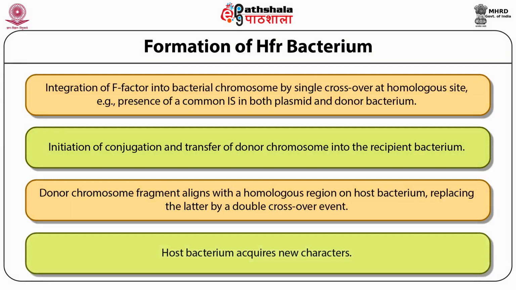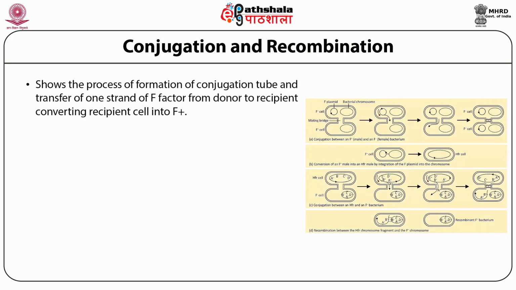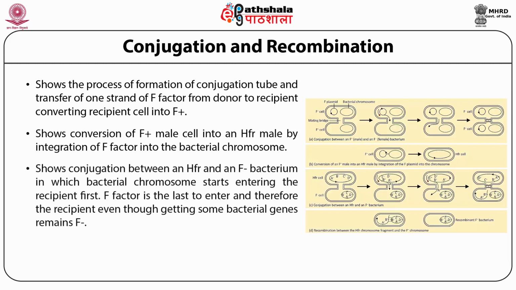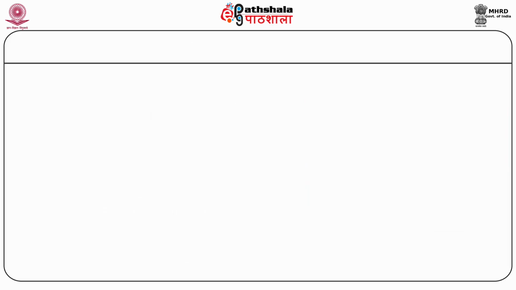This is all indicated in the diagrams depicted. It shows a cross between F plus and F minus, which is getting converted into F plus. It shows the process where F plus is getting converted into HFR, and a cross between HFR and F minus bacterium, and HFR producing a recombinant F minus bacterium.